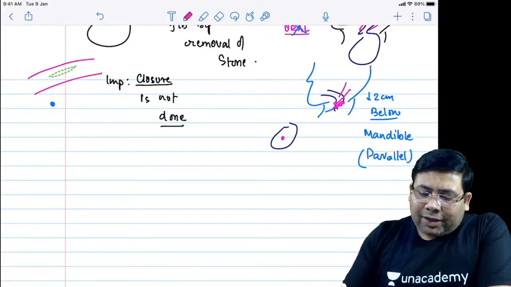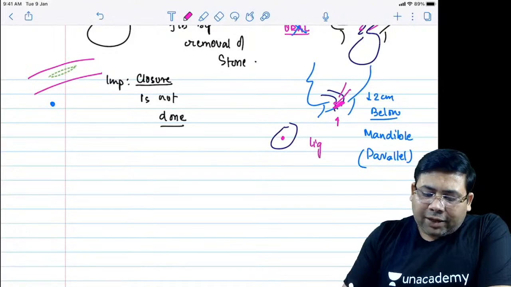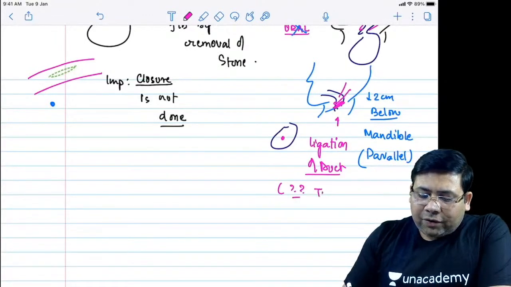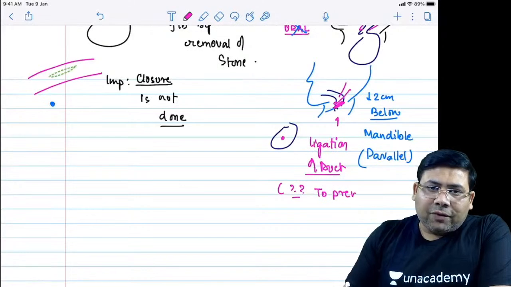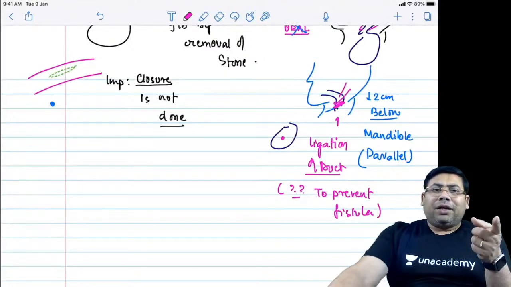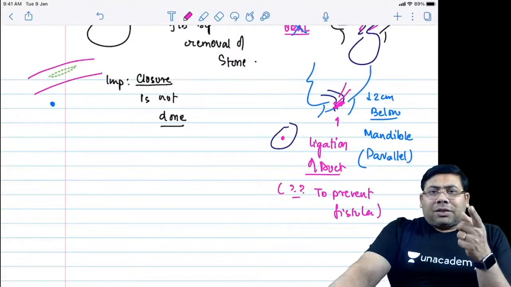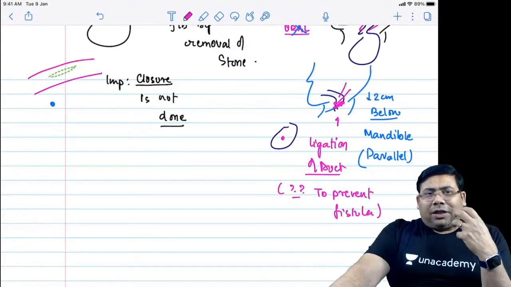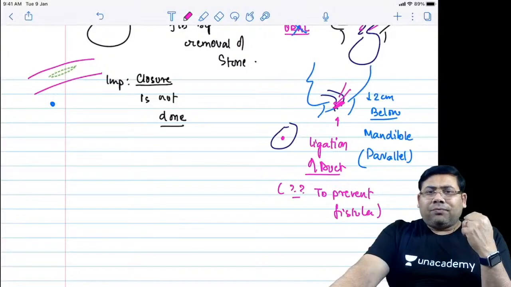Now, why do you ligate the duct? Why are you going for ligation of the duct? Can anyone tell me? Yeah. The answer is to prevent fistula formation. To prevent fistula. Is that clear or no? Here you don't need to think about it, because the opening will be in the internal part of the oral cavity. Here it will cause a fistula.